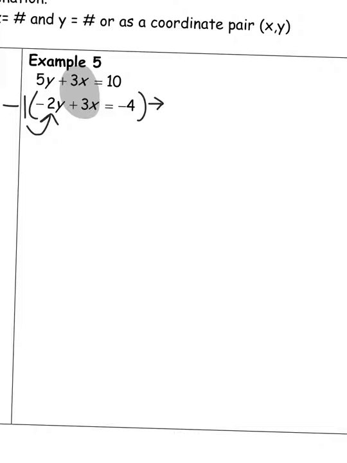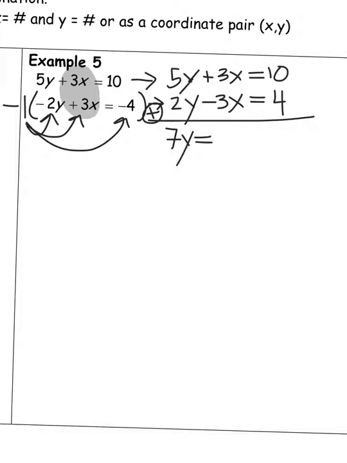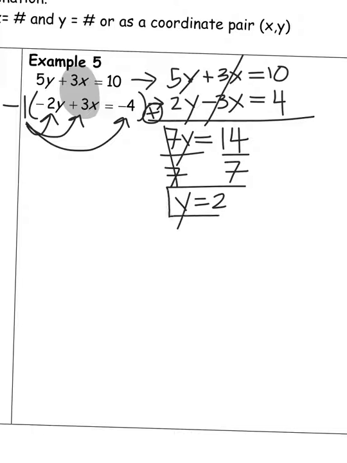If I multiply this by negative 1, I get negative 1 times negative 2y, that's positive 2y. Negative 1 times 3x is negative 3x. Negative 1 times negative 4 is positive 4. I'm going to take this top equation and rewrite it. 5y plus 3x equals 10. Now we're just going to add these equations. 5y plus 2y is 7y. Since I multiplied that equation by negative 1, my x's now cancel, and I get equals 14. Divide by 7, and I get y equals 2.